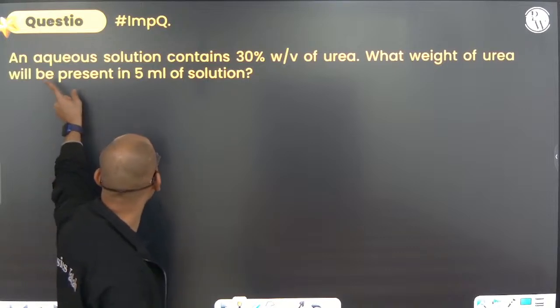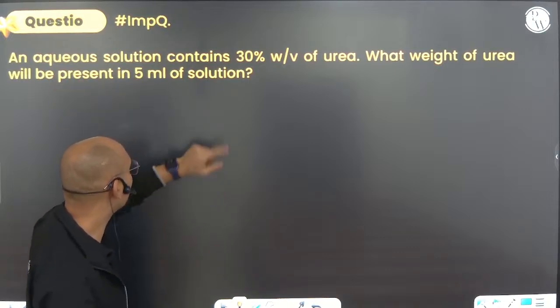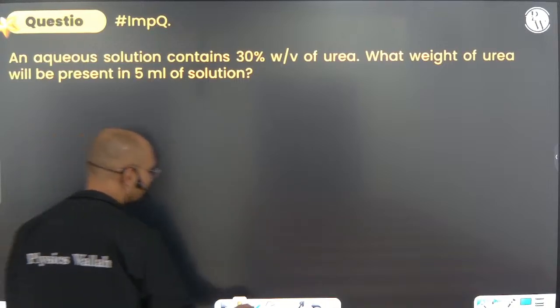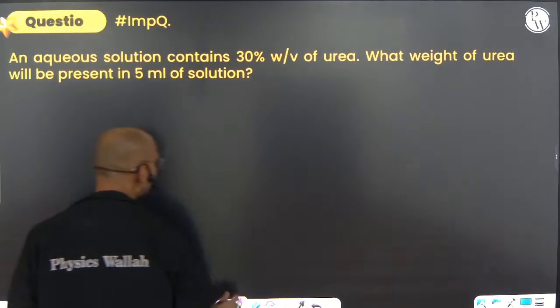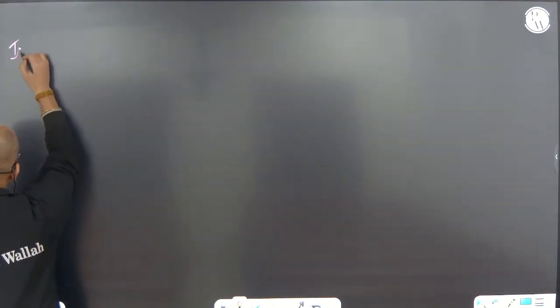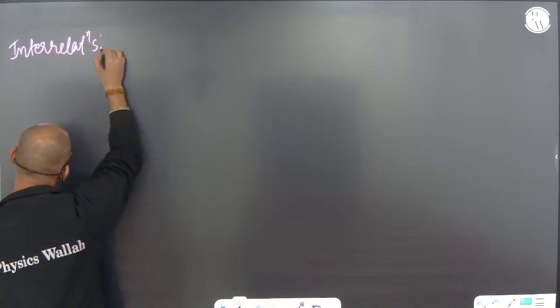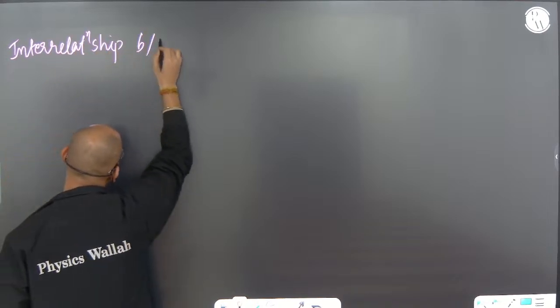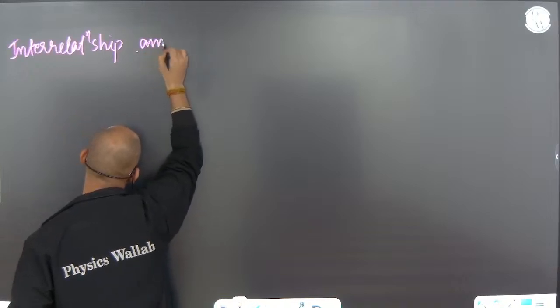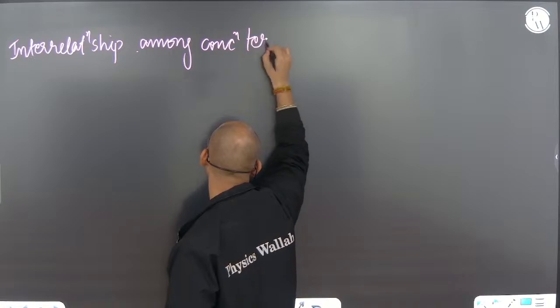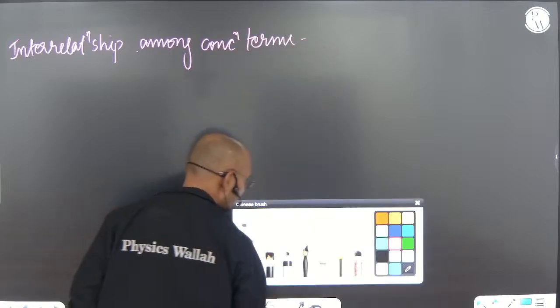Now the question is: an aqueous solution contains 30% weight by volume of urea. What weight of urea will be present in 5 ml of solution? Now understand it. Before that, I would like to give some interrelationships among concentration terms. Always remember whatever I am writing as it is.